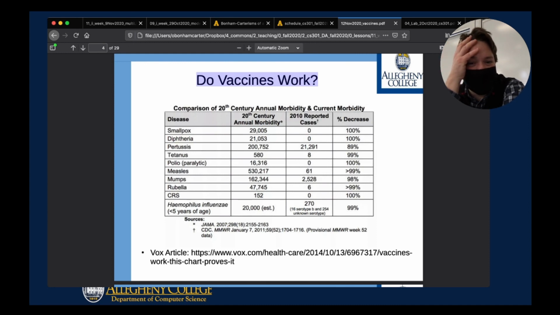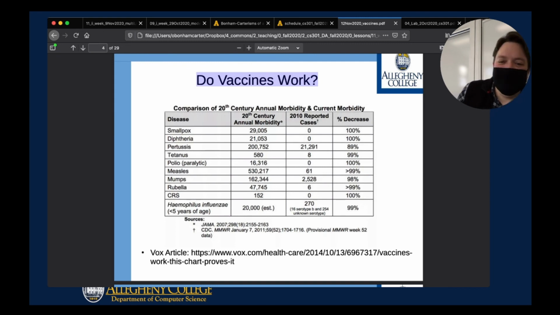And so we have, for instance, 21,291 for pertussis, and then we have mumps. We have 2,528 cases reported in 2010. Now, those cases could be because those children, or whoever they were, those people were not given vaccines when they were little.